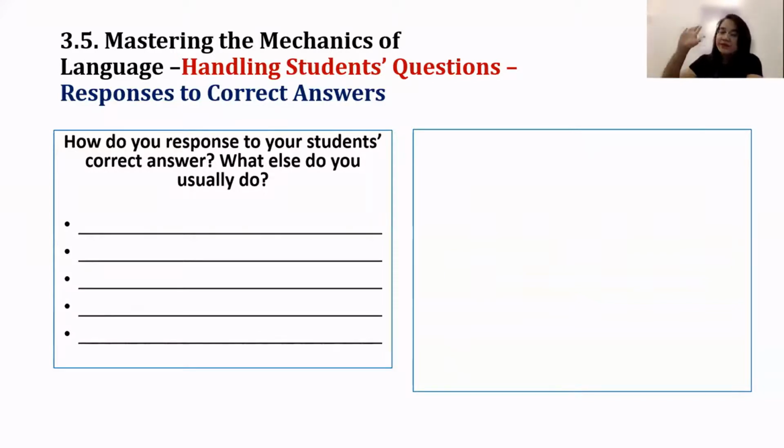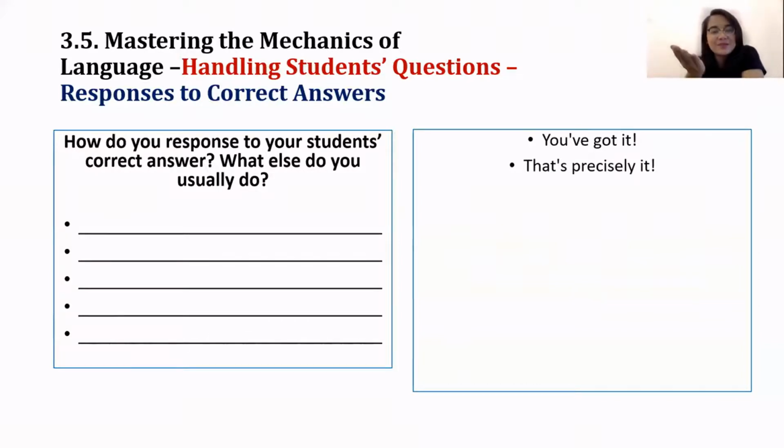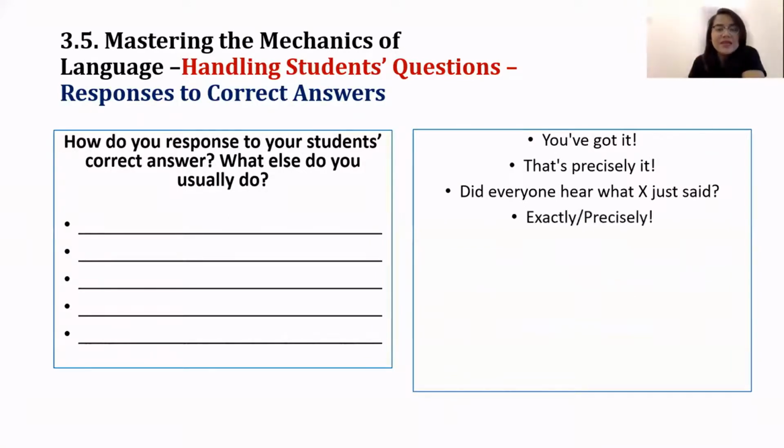Or maybe you give a high five like that, or you do something else, or give a thumbs up. And here are some useful phrases that you can use. Repeat after me. You've got it. Good. That's precisely it. Did everyone hear what X just said? Exactly. Precisely. Right on the mark. All right.